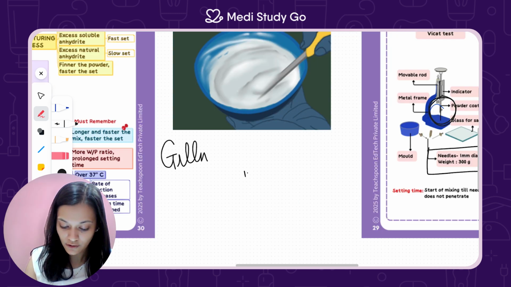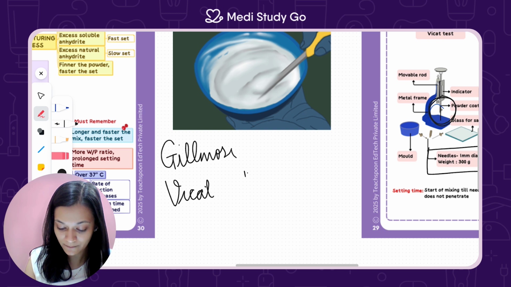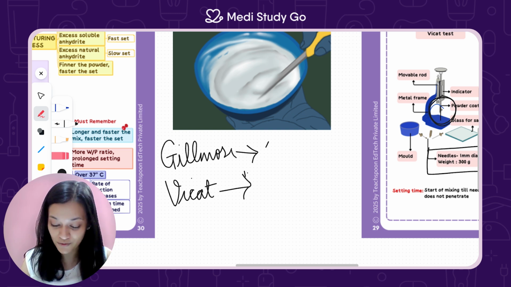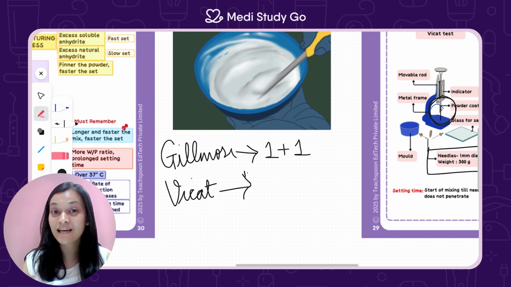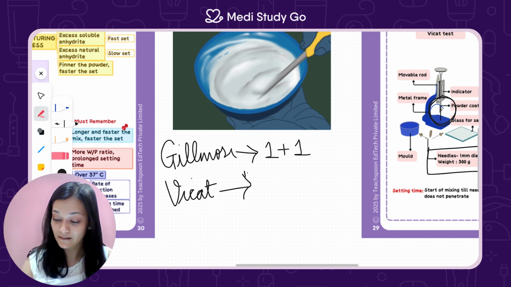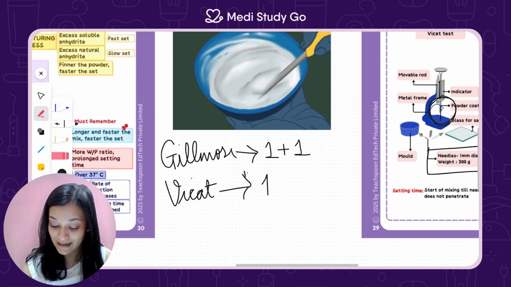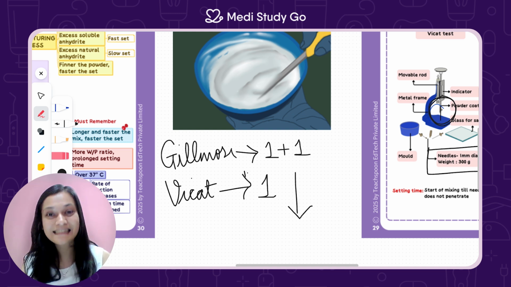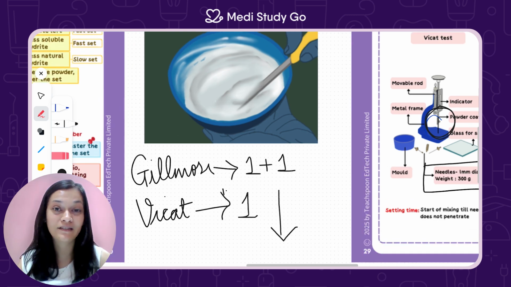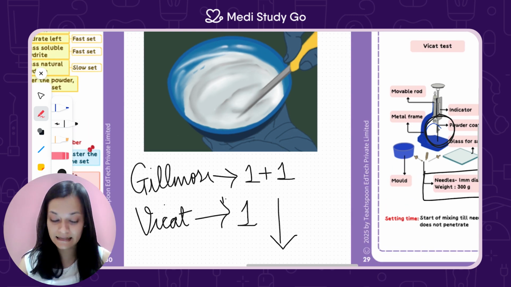One way to remember Gilmore and Wicket test would be: Gilmore, there is more to it, right? So there's more needle that is present. If you know there's two, what will come to your mind? That there were different diameters and weight. So it is weighted. And Wicket, on the other hand, actually has just one rotating needle that is going to go deep, and the depth of penetration will determine the setting.